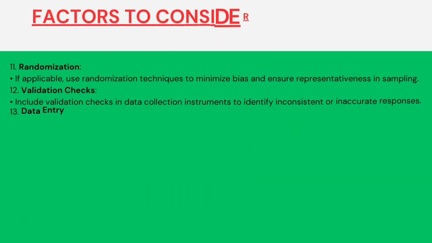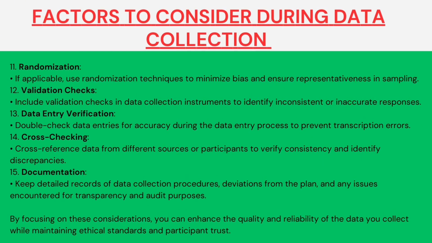Randomization. If applicable, use randomization techniques to minimize bias and ensure representativeness in sampling. Validation checks. Include validation checks in data collection instruments to identify inconsistent and inaccurate responses. Data entry verification. Double-check data entries for accuracy during the data entry process to prevent transcription errors. Cross-checking. Cross-reference data from different sources or participants to verify consistency and identify discrepancies.